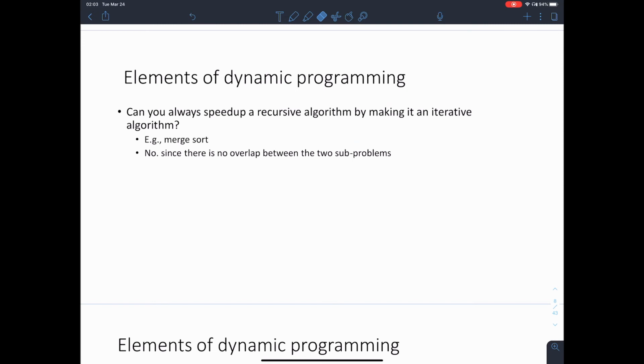We all know that when we have a recursive algorithm, we can convert it into an iterative algorithm. So now the question is, can we always speed up the recursive algorithm's runtime by converting it into an iterative algorithm? The answer is we cannot always do it. One example is merge sort. If we don't see an overlap between the subproblems we are creating, then we will not be able to improve.